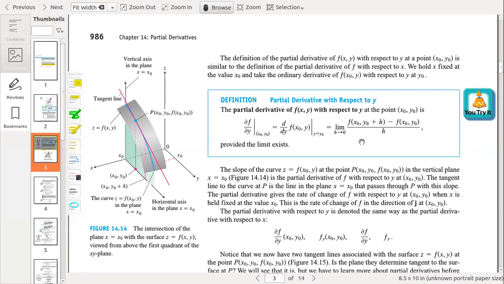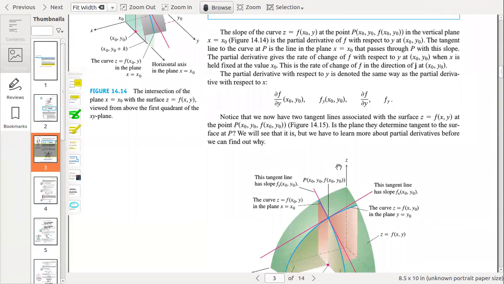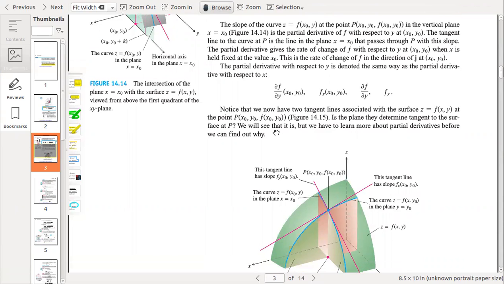So just observe the difference between the partial derivative with respect to x and the partial derivative with respect to y. The partial derivative with respect to y means the change in the y coordinate. There is no other difference. These are just the notations. This is how we write partial f over partial y, meaning the partial derivative with respect to y.